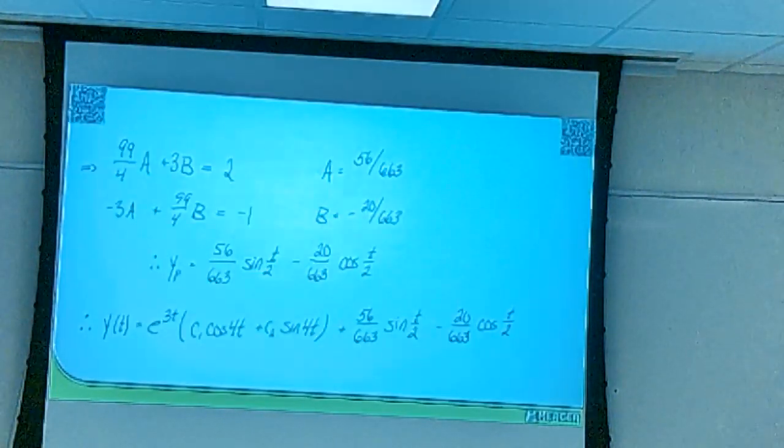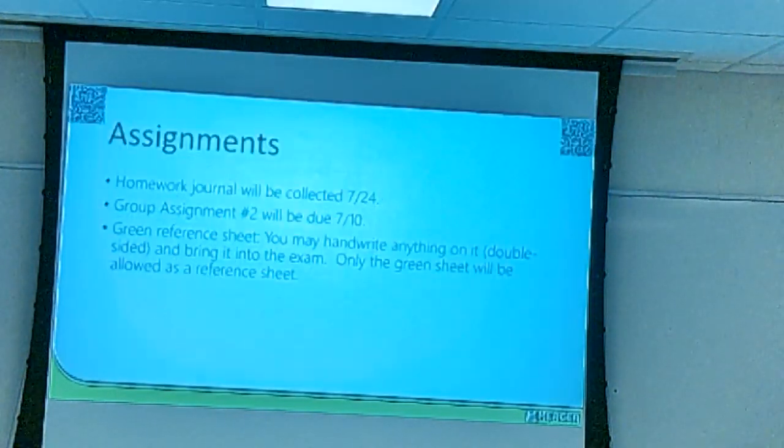Which means your second group assignment is coming due as well, right? On July 10th. And the second exam will be on July 24th. And so you have time to fill out that green reference sheet. Give me plenty of time. Again, don't lose it if you're not getting another one. And that's the only reference sheet you'd be allowed to use. Plus what I give you with the test. You'll get that packet again.